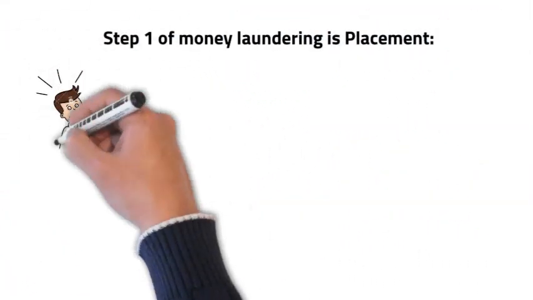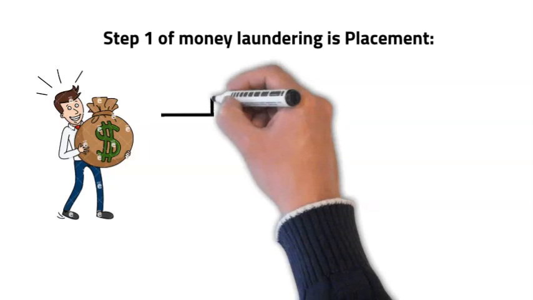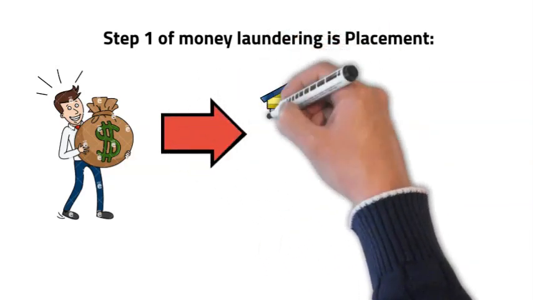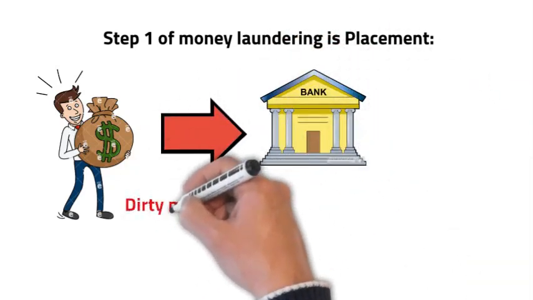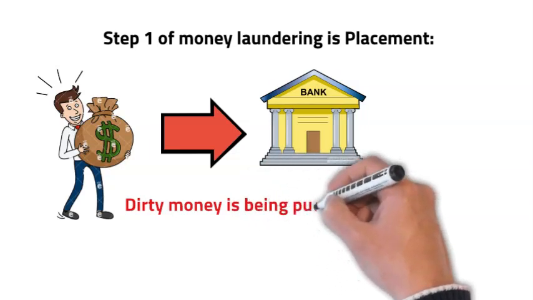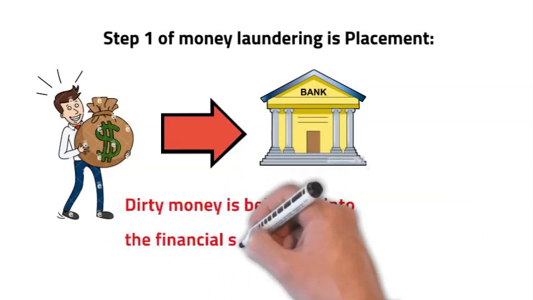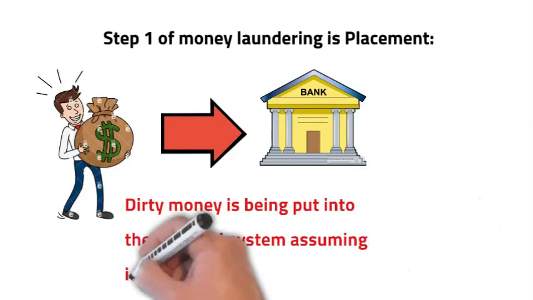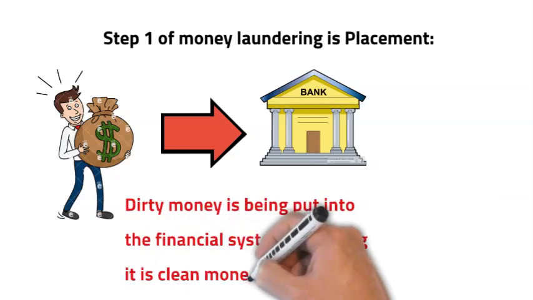There are 3 stages in money laundering. Step 1 is placement. This is where dirty money is being put into the financial system, assuming it is clean money.